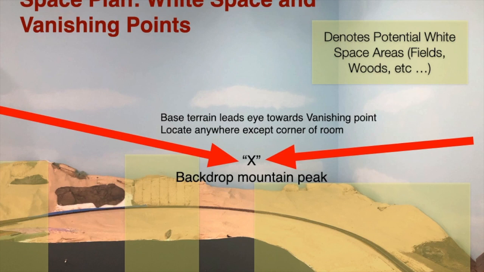What do I mean by white space? Well, white space is that negative area that really helps contribute to a sense of vastness and space on any model railroad. I also try to plan things towards vanishing points.